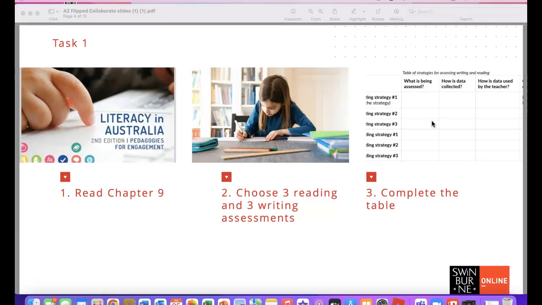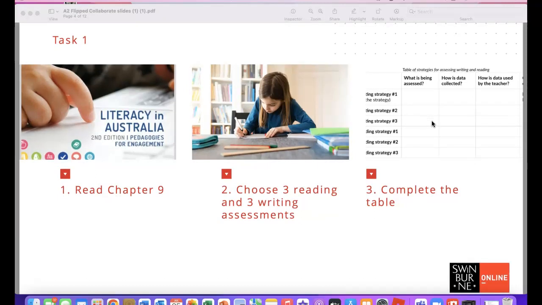Your table is your overview that then you're going to choose 1 reading and 1 writing assessment from to break down in task 2 even further. So that is your first thing that you can do as of now. Read that chapter and get those assessments chosen early on. Do some Googling around of those assessments as well.